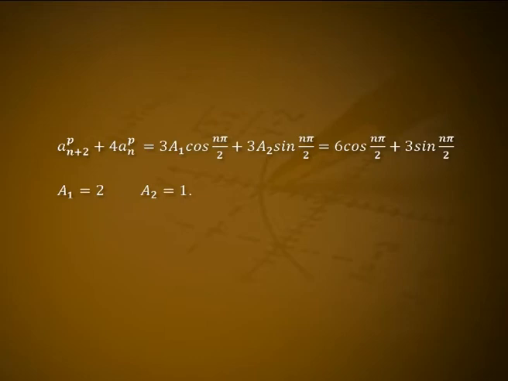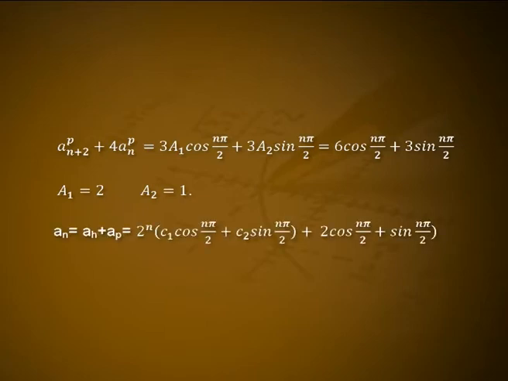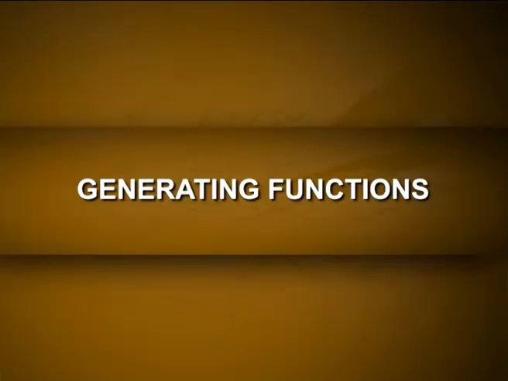Then a1 is equal to 2 and a2 is equal to 1. Hence, a_n is equal to a_n^(h) plus a_n^(p), that is equal to 2^n (c1 cos(nπ/2) + c2 sin(nπ/2)) + 2 (cos(nπ/2) + sin(nπ/2)). Generating functions.